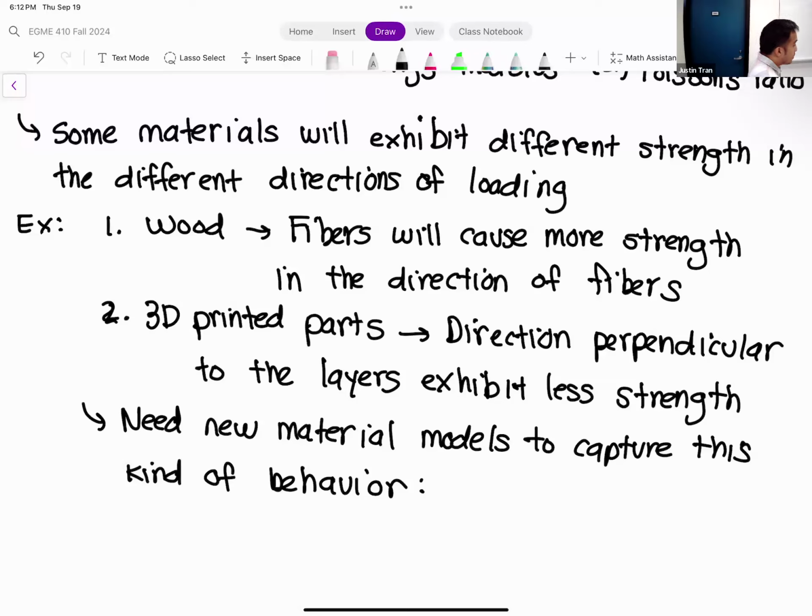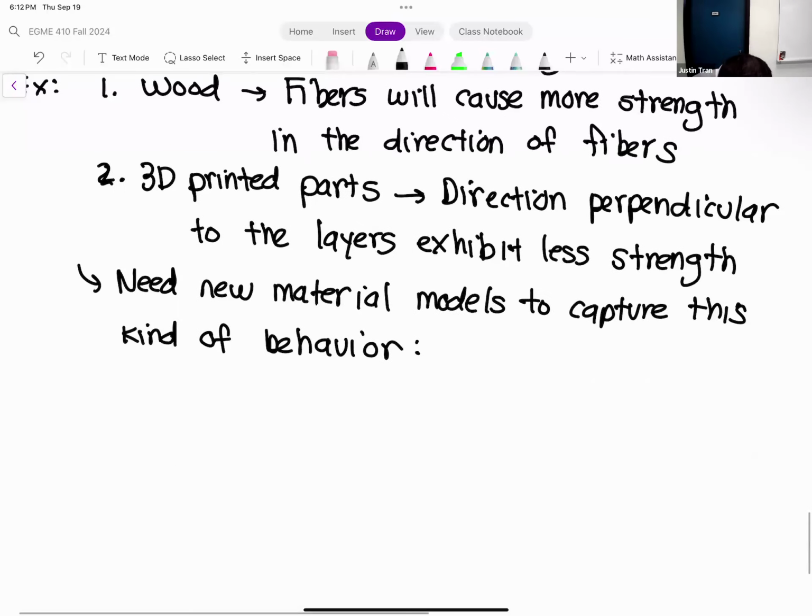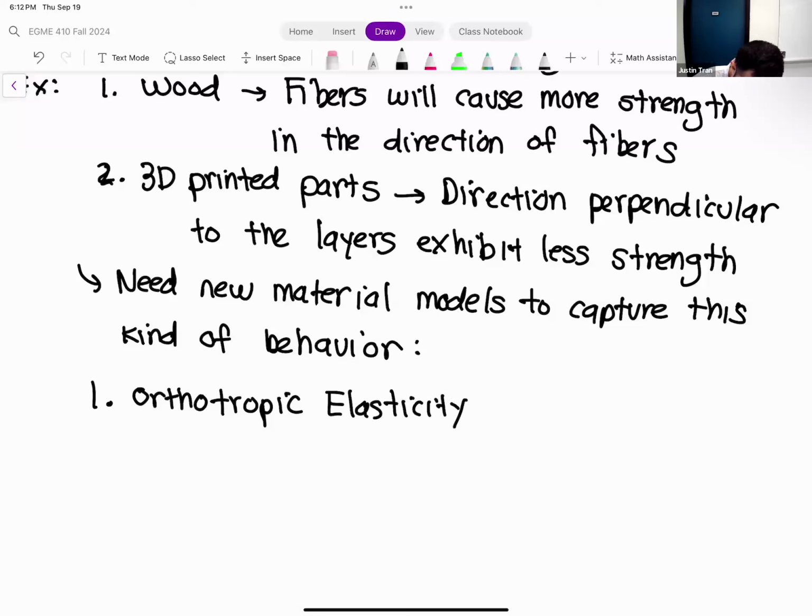Okay. And in truth, there are literally dozens of different material models that you can use. We don't have time in the class to go through all of them. But I'm going to give you a couple here that are probably most common and honestly probably the easiest to implement. So the first type of material that you can specify is known as an orthotropic material. And so we call any simulation that uses orthotropic material models orthotropic elasticity.